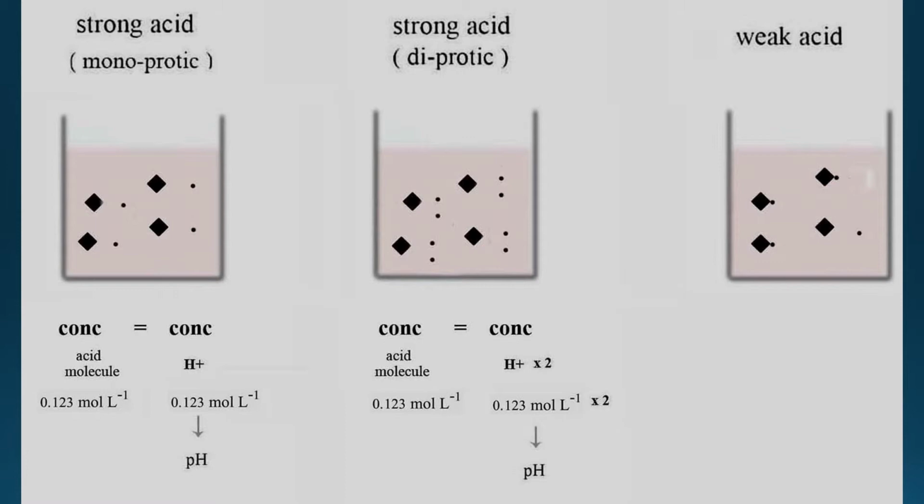Then how about weak acid? For weak acid, the acid molecule concentration and the H+ ion concentration will be different. As in here, you have 4 acid particles, but only 1 ionized. So you cannot use this relationship. Keep this in mind.